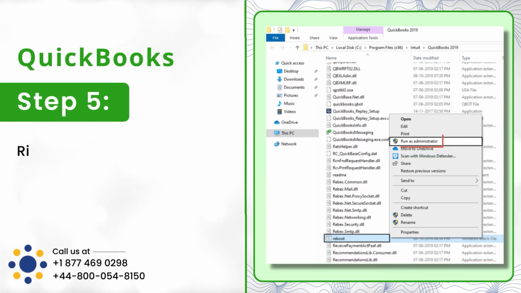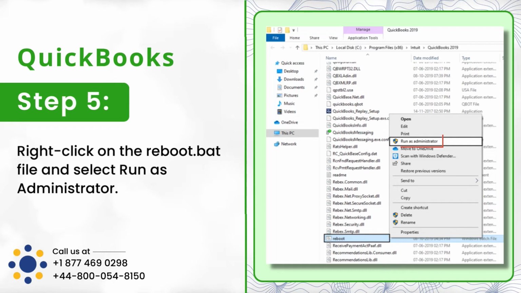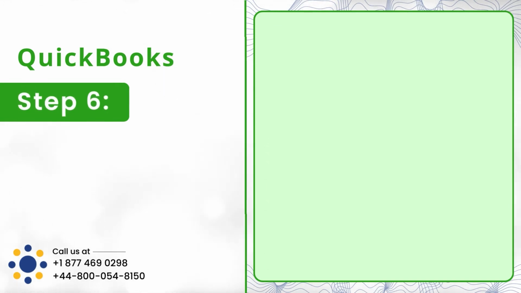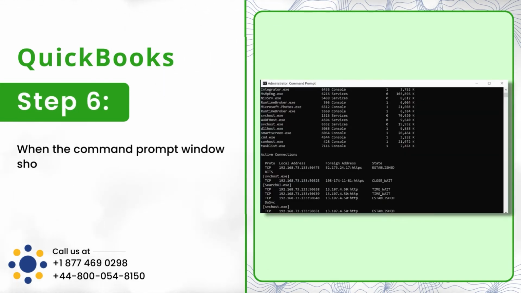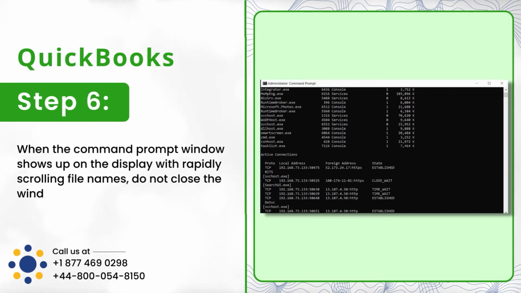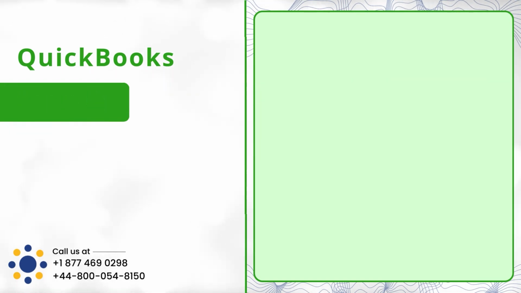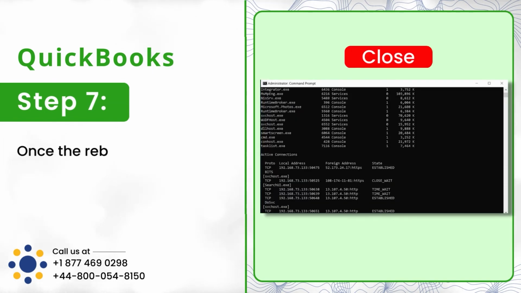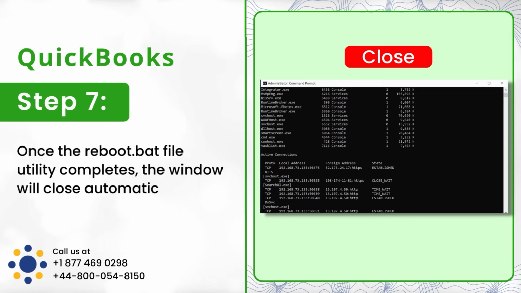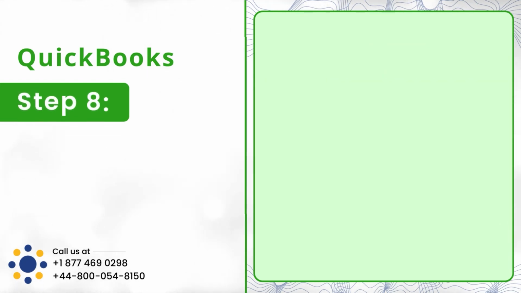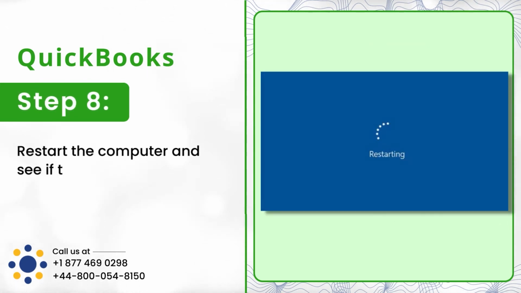Step 5, right-click on the Reboot.bat file and select Run as Administrator. Step 6, when the command prompt window shows up on the display with rapidly scrolling file names, do not close the window manually. Step 7, once the Reboot.bat file utility completes, the window will close automatically. Step 8, restart the computer and see if the error has resolved.